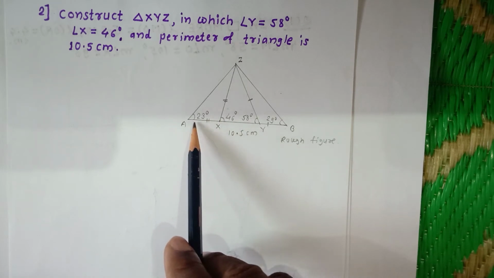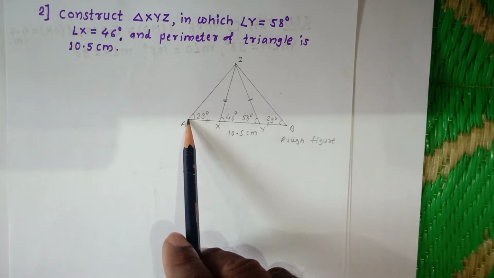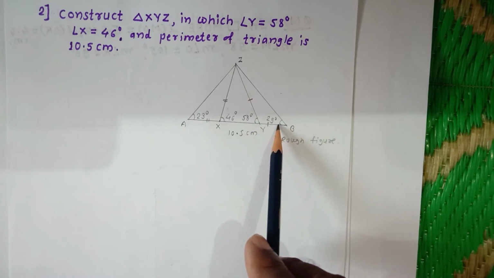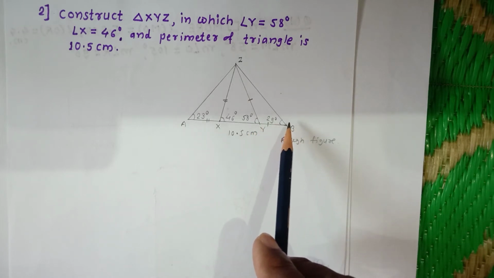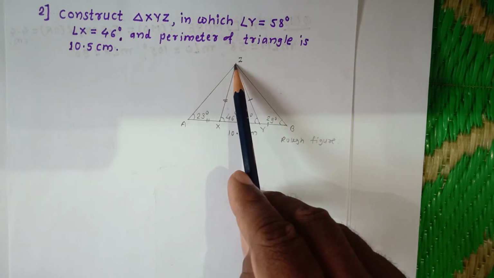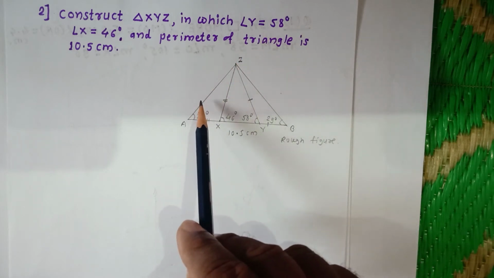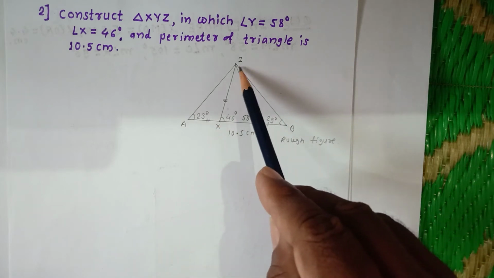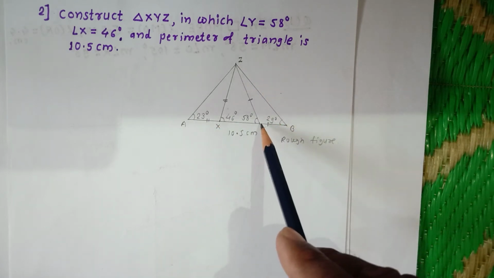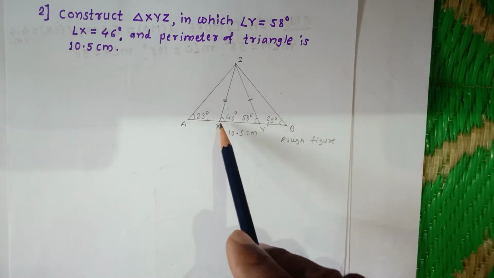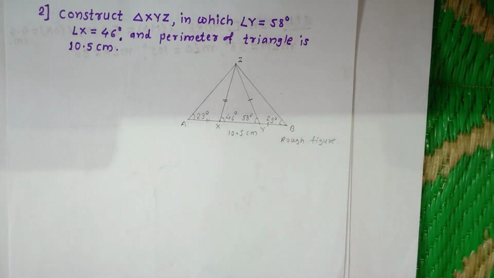Take half of that angle and draw the ray at point A, making a 23 degree. Angle Y is 58 degree, so half of 58 degree is a 29 degree. So draw a ray making 29 degree at point B. These 2 rays intersect at point Z. Now draw the perpendicular bisector of AZ. It will meet AB at point X, and draw the perpendicular bisector of BZ. It will meet at point Y. So in this way we can construct triangle XYZ.